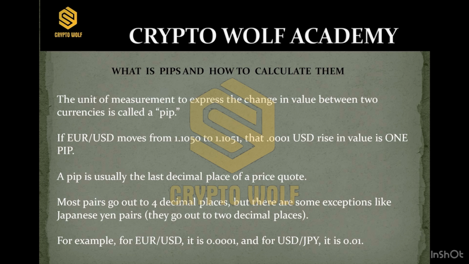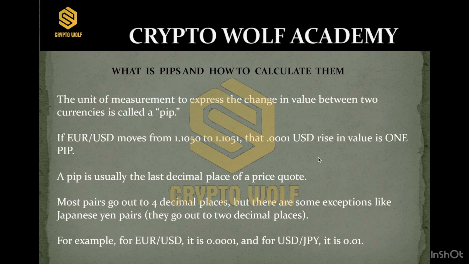So the first is just what is a pip. The unit of measurement to express the change in value between two currencies is called a pip, right? So it means that the unit of measurement of value between two currencies is called a pip. Now, if EURUSD moves from 1.050 to 1.051, that 0.01 USD rise in value is one pip, right?